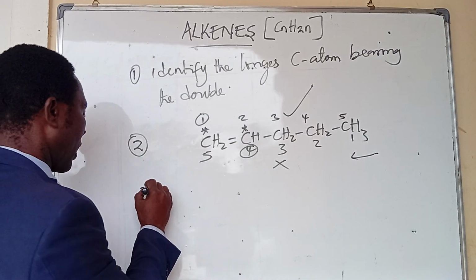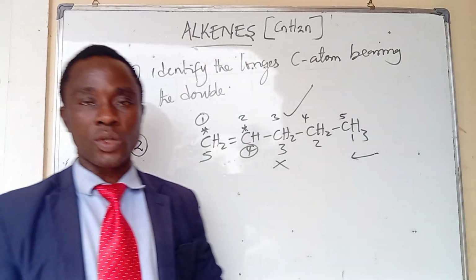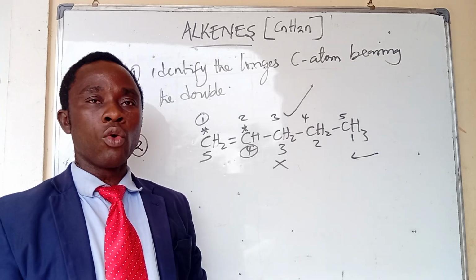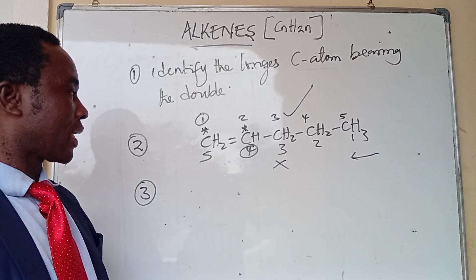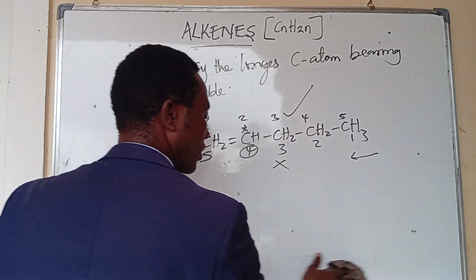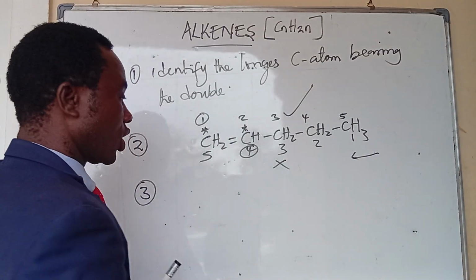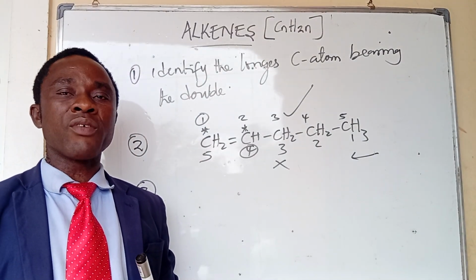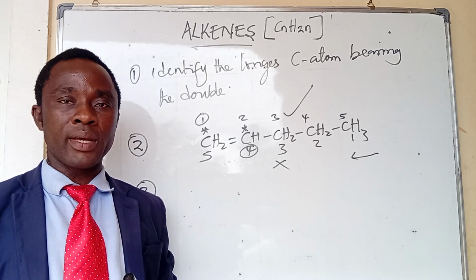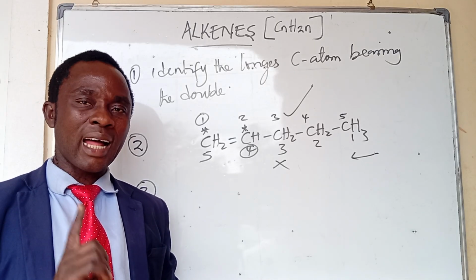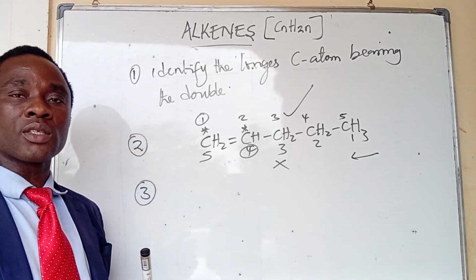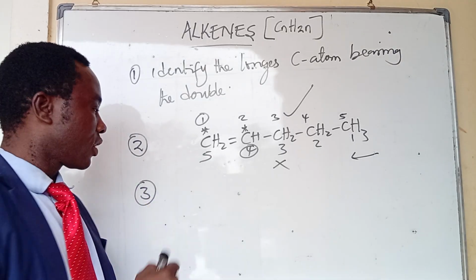Now, the third rule is: when there is a substituent on the alkene, we must number in such a way that the substituent has a lower position, in alphabetical and numerical order. But first, you consider the double bond in your numbering. Then the second consideration is the substituent.